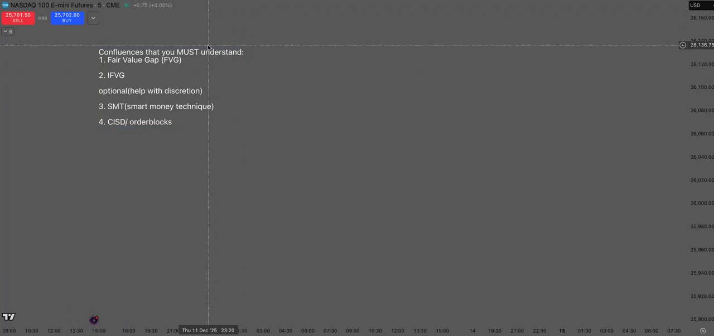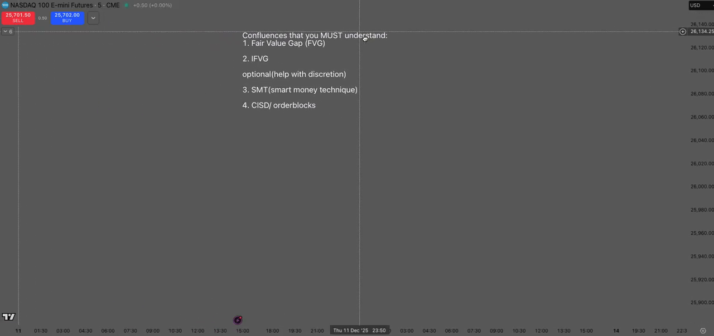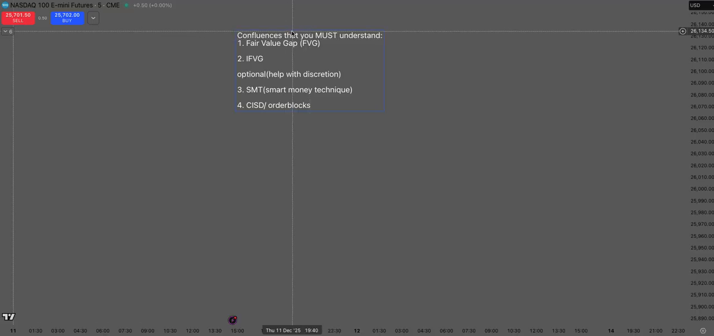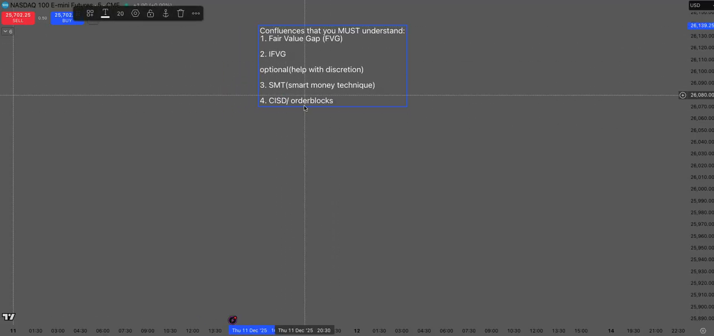I recommend you understand all of these confluences before trying to apply my model. If you know 1 and 2, this model will work for you, but the win rate won't be that high. I've backtested this model very mechanically with zero discretion. I didn't pay attention to draws on liquidity, SMT, or anything, literally just my entry model. And the win rate was still around 65%, which is crazy.